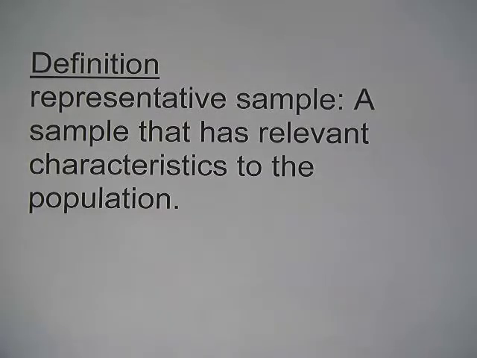Going back to the office building example, if we have that giant office building that has 1,000 employees, and we only want to sample 30 people instead of 1,000, it's going to be important that those 30 people are a good representation of the population, so that their characteristics mimic the greater population.